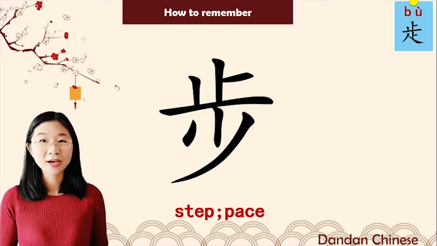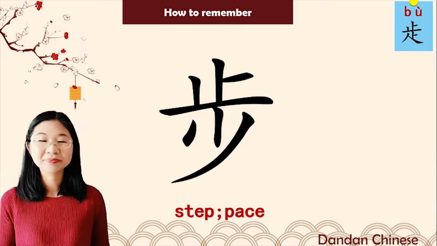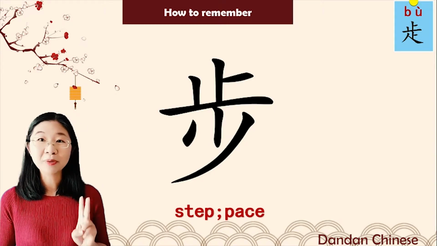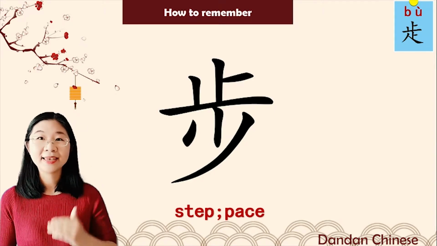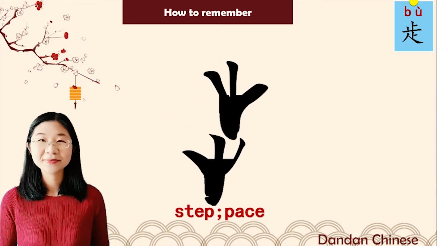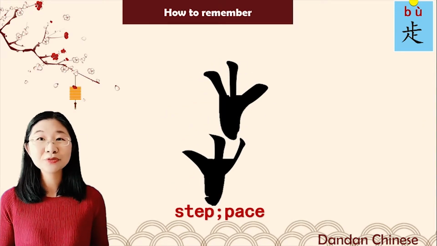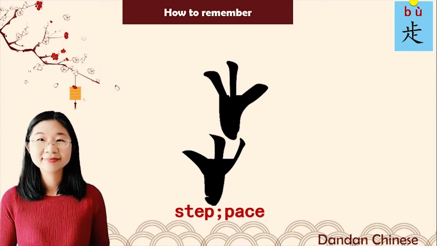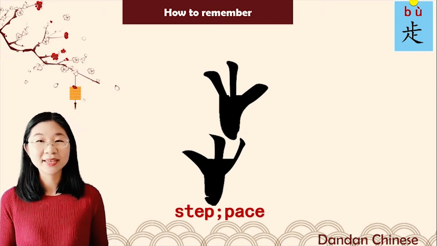Okay, let's see how to remember this character. This character actually has 2 parts, up and down. Like this. It's just like 2 feet, left foot and right foot. So you can relate it to its meaning. It means step and pace.